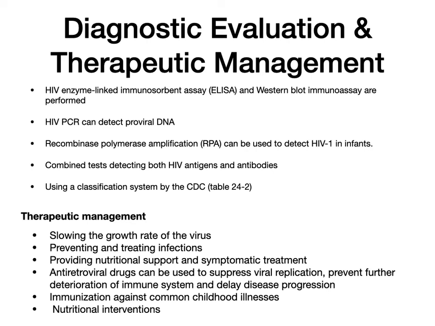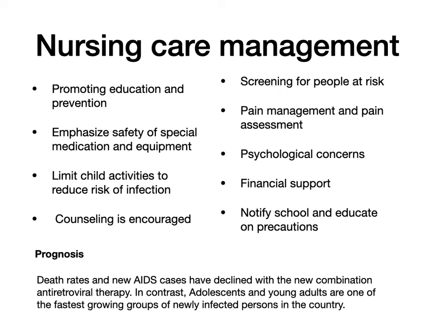Diagnostic evaluation and therapeutic management. There are a list of tests that can be performed. There is also a classification system made by the CDC that can be used for evaluation. Therapeutic management includes slowing the growth rate of the virus, preventing and treating infections, providing nutritional support, antiviral drugs, immunization, and nutritional interventions. Nursing care management includes promoting education, emphasis on safety of special medication, limit child activities to reduce risk of infection, counseling, screening, pain management, psychological concerns, financial support, and notifying the school and educating on precautions.